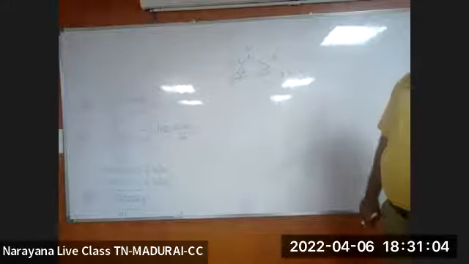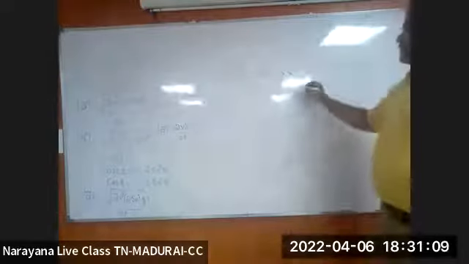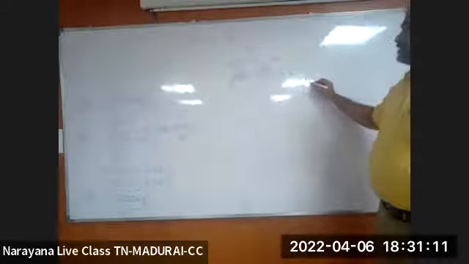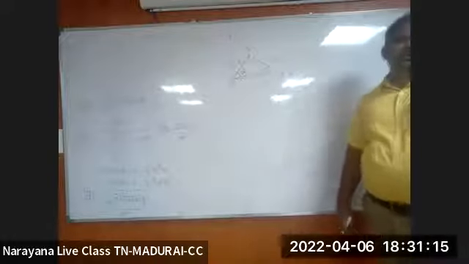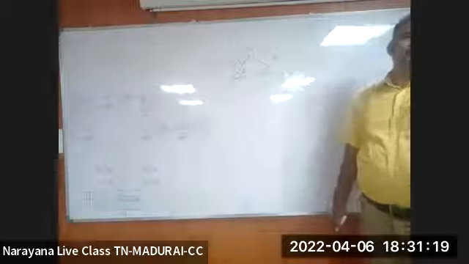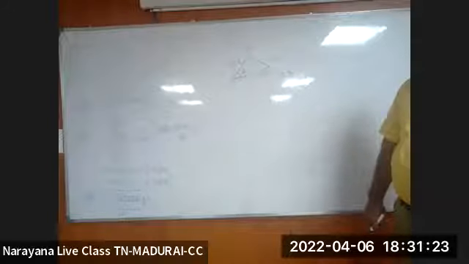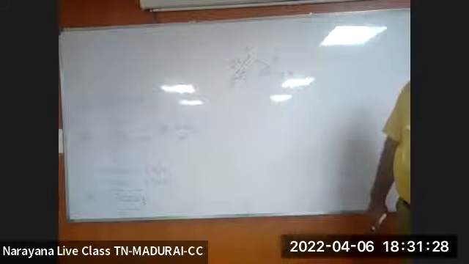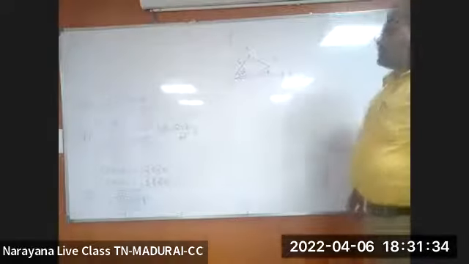With the casual method, you cannot do this now. 5 root 3. Jiva's answer is 5 root 3. Any supporter from offline or online? Yes, same 5 root 3. Okay, very good. So, first of all, I have to check.